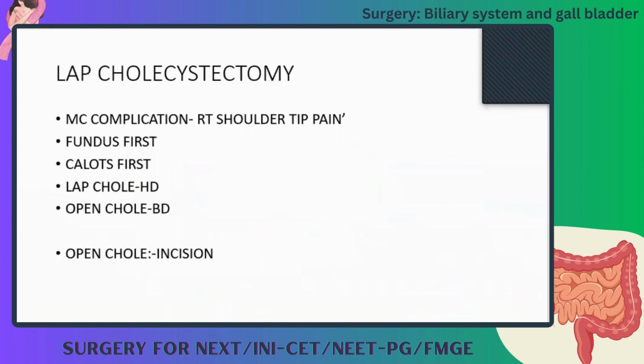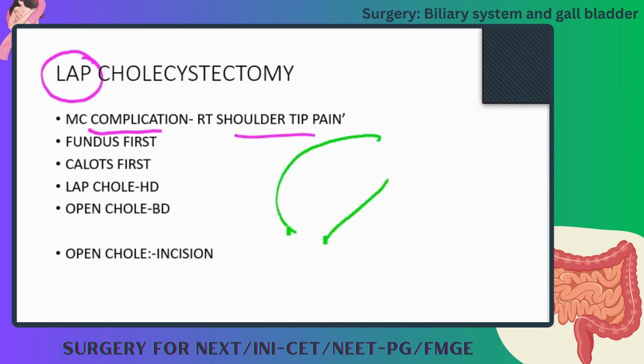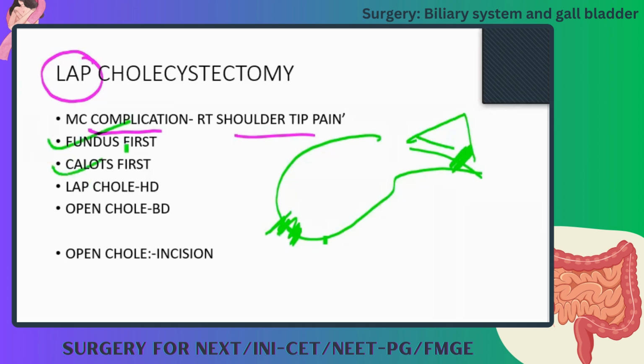Laparoscopic cholecystectomy. The most common complication is right shoulder pain, because you are distending the abdomen with pneumoperitoneum. Due to the referred pain, right shoulder tip pain will be most commonly seen. And there are two techniques: fundus first and Calot's first. Suppose this is the gallbladder and this is the cystic duct. You can start operating from the fundus, or from Calot's triangle. With fundus first, we first tackle the fundus and then move on to Calot's. With Calot's first, we first tackle Calot's and then move on to the fundus.